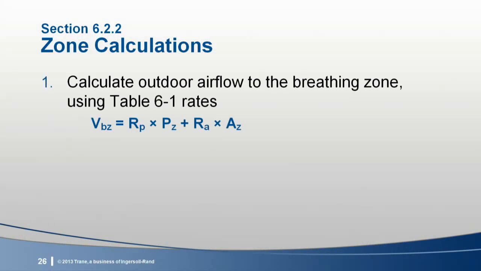Paul? Standard 62 requires a three-step procedure to determine the outdoor airflow required for any occupiable space, which the standard calls a ventilation zone. I'll tell you about those 3 steps and then dive deeper into each one. First, we calculate the volume flow of outdoor air, V sub Bz, that must be delivered to the breathing zone within an occupied space, using the prescribed rate in Table 6-1 of the standard.